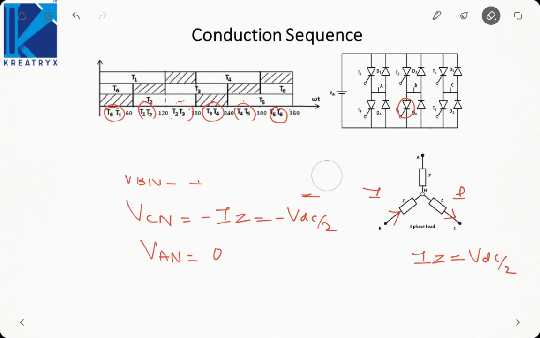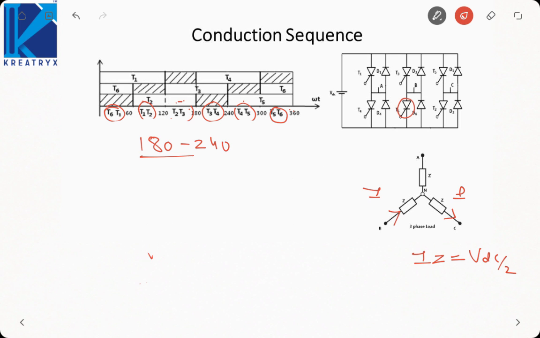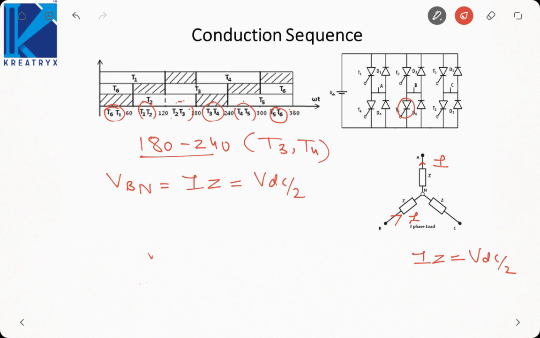Next, if we see 180 to 240, which devices are conducting? T3 and T4. T3 is from the upper group, it will take the current to the load. T4 is from the lower group, it will take the current out of the load. So VBN is equal to IZ, that is equal to VDC by 2. VAN is equal to minus IZ, that is minus VDC by 2.